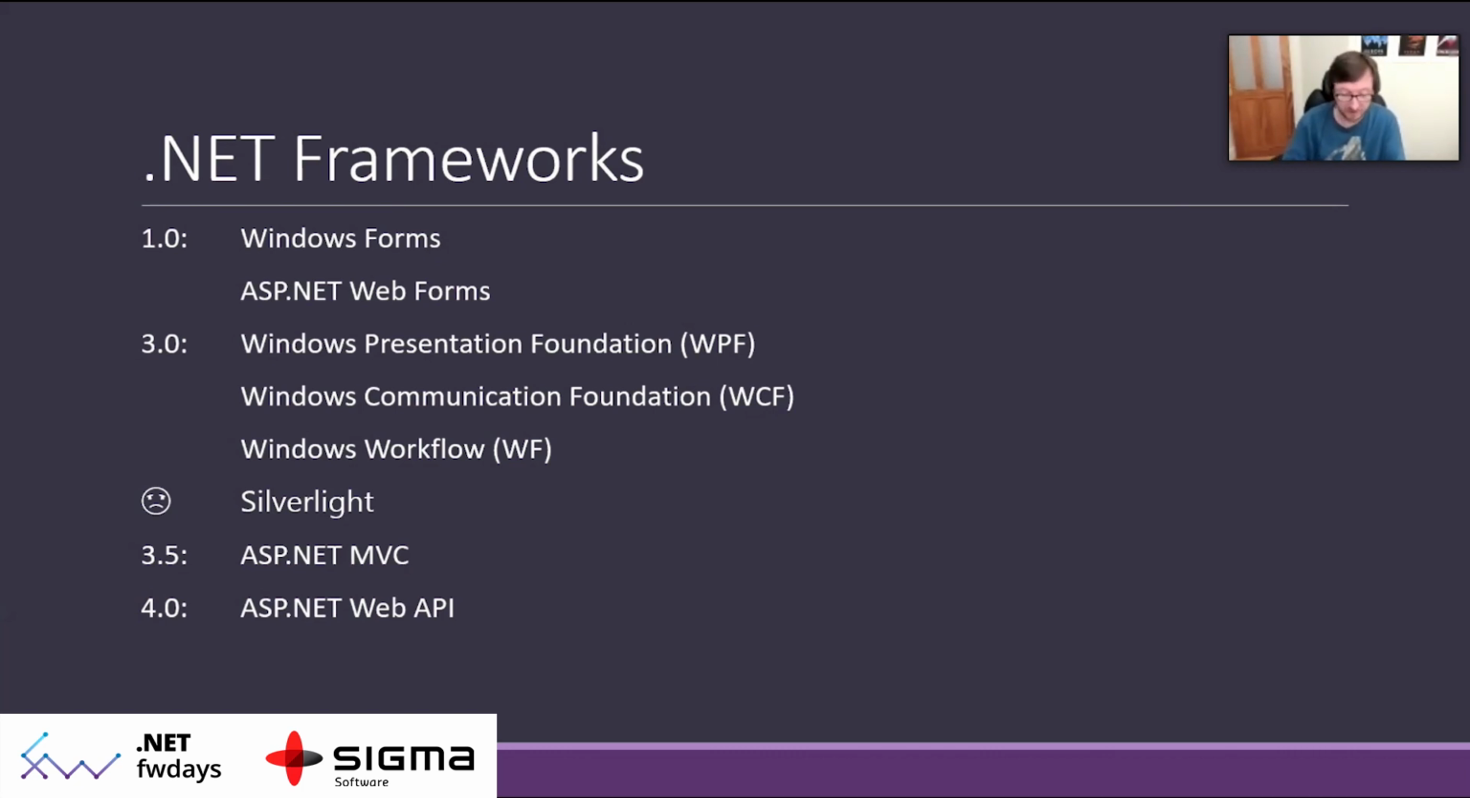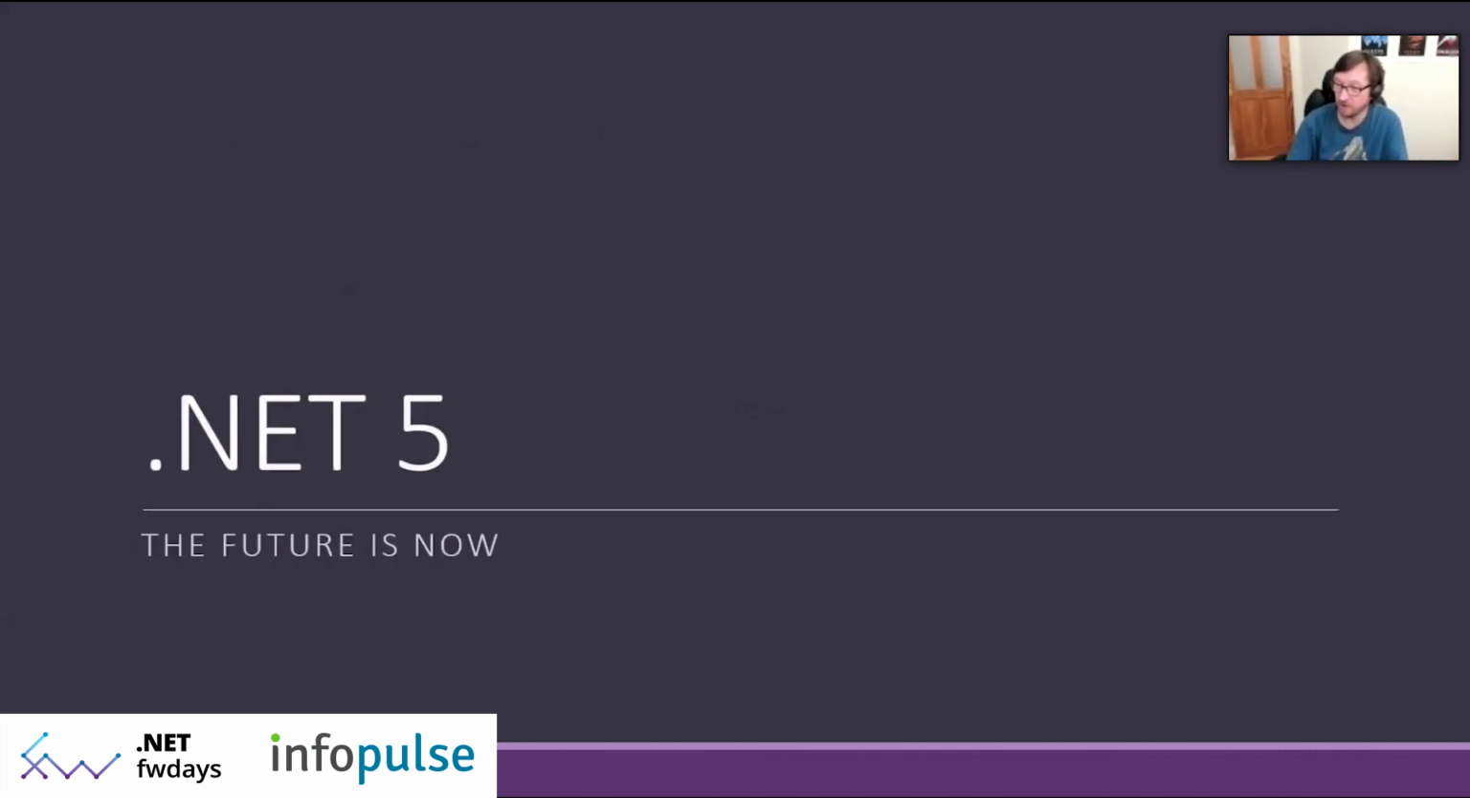Of course, along the way, we had Silverlight. I would normally at this point say hands up if you miss Silverlight, and 3 or 4 hands would go up. But we can't do that. And then we had ASP.NET MVC, which was famously written by Scott Guthrie on a transatlantic flight, and ASP.NET Web API. And so these were the frameworks that we built all our applications with on the .NET Framework for many, many years. And then .NET 5 comes along.